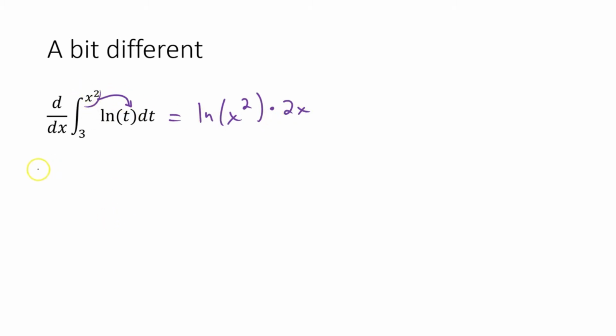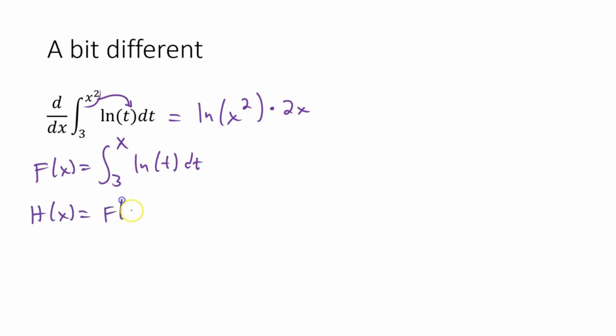The reason for this, the way I think about this, is let's say that f of x is the integral from 3 to x of ln t dt. So notice it's just an x up here. So let's say that h of x is equal to f of x squared. Okay, so this is a composition of functions. This is something you focused a lot on in pre-calc and in advanced algebra. So if f of x is integral from 3 to x of ln t dt, then f of x squared would be the integral from 3 to x squared ln t dt. That's just a substitution. X squared, x squared.